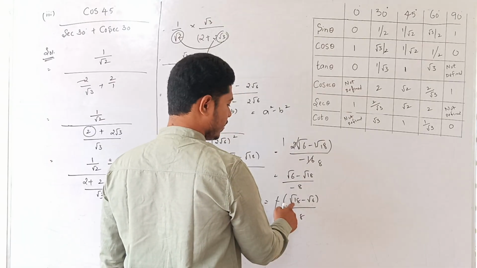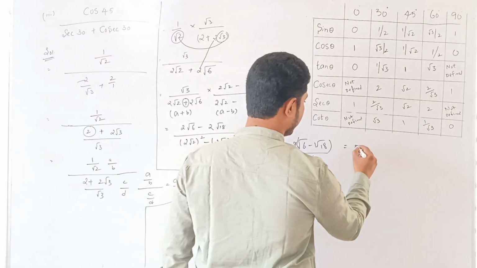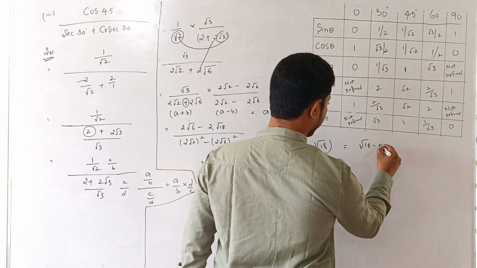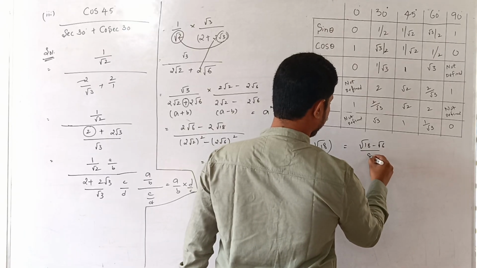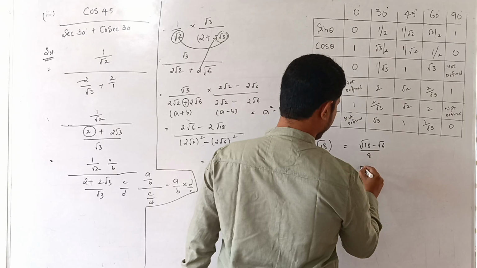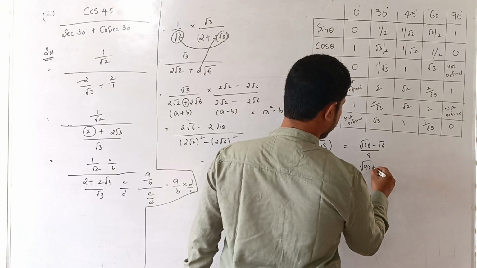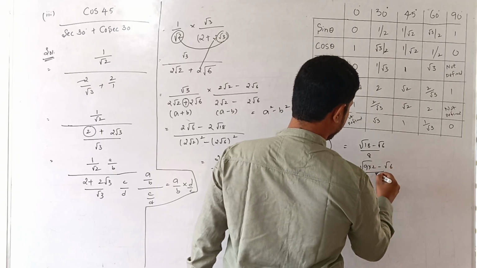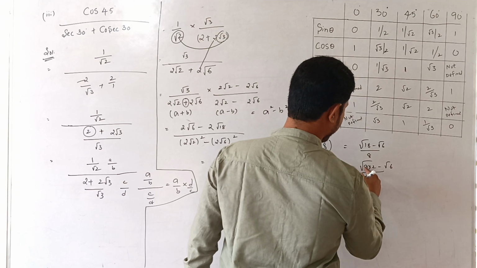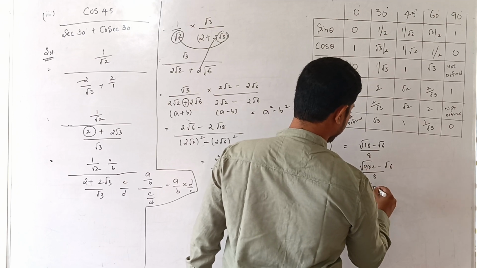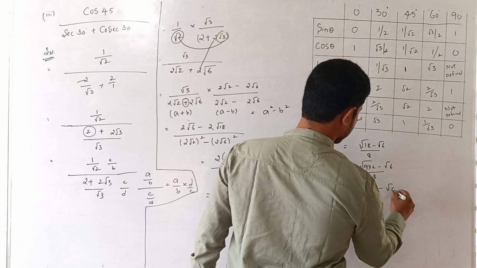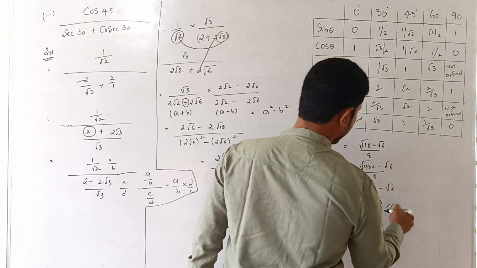Then I have to change something in the numerator. In the numerator we have root 18 minus root 6 by 8. I will write root 18 as root 9 into 2, and root 6 by 8. I will write root 9 as 3, so 3 root 2 minus root 6 by 8. This is the required answer.